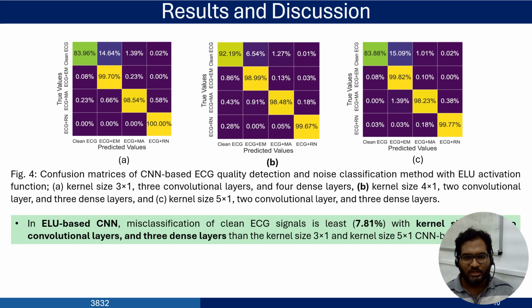For ALU based CNN models with kernel size 3x1, 4x1, and 5x1, we see that the model with kernel size 4x1, as shown in the figure in confusion matrix B, has the least clean ECG signal misclassification rate of 7.81%. If you compare the performance of ALU and ReLU based activation function models, we see that the ALU based model with kernel size 4x1, 2 convolution layers and 3 dense layers has performed the best among all the models.